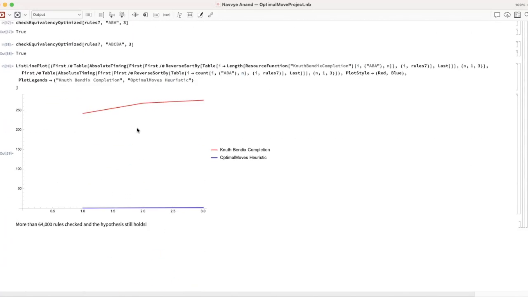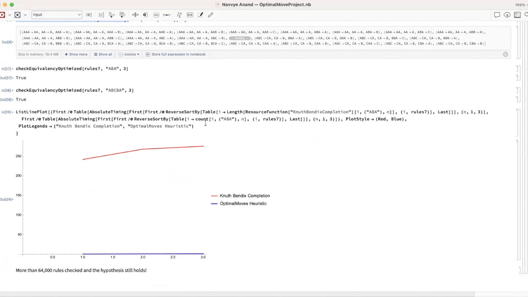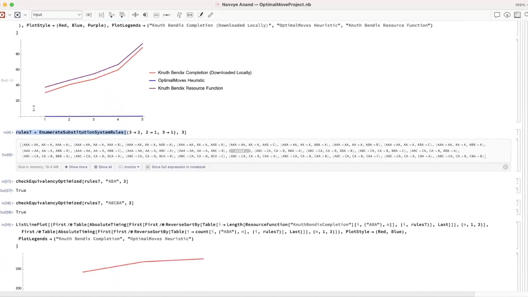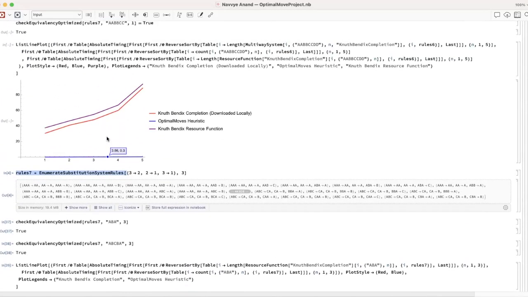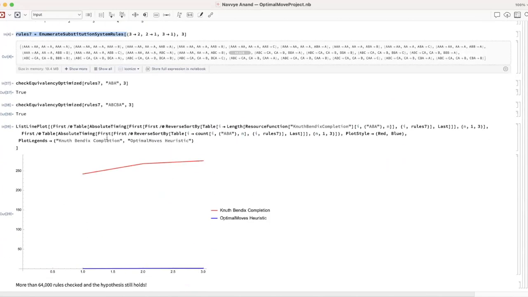And that's it. Some more functions, including this one signature where there were more than 44,000 substitution systems. And after checking more than 65,000 rules, the hypothesis still holds. The substitution system that grows the fastest is the one that takes the longest time to attain confluency. And additionally, the optimal moves heuristic is way faster than the Knuth-Bendix completion algorithm. And so that was my project.